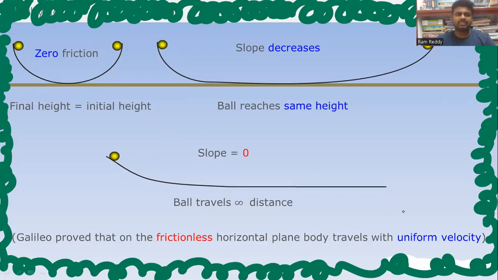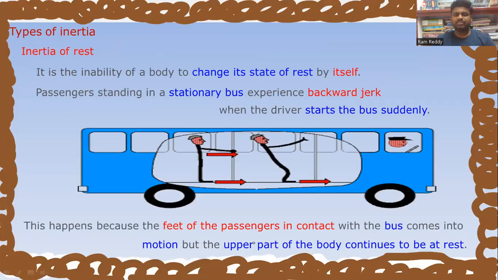Okay, next, types of inertia. What we discussed till now is what inertia is and the importance of external force. With the help of external force, how the body will change, that we discussed. Now the types of inertia. In inertia also we have different types. There are three types. Now we'll discuss the first type of inertia.